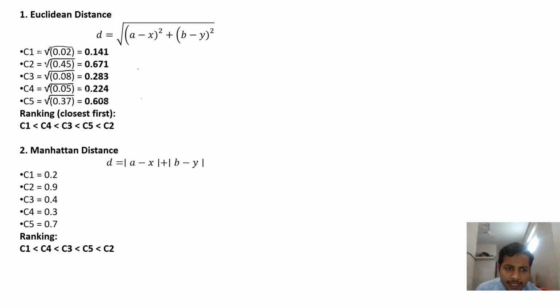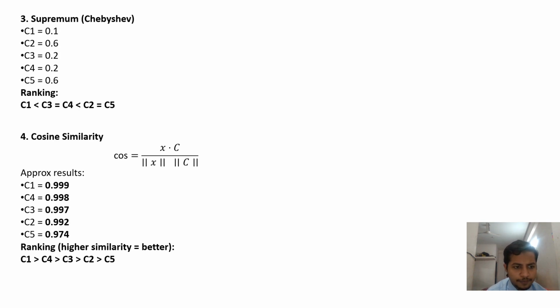Now, the second is Manhattan distance. We know the formula for Manhattan distance is d equals |a minus x| plus |b minus y|. So C1 equals 0.2, C2 equals 0.9, C3 equals 0.4, C4 equals 0.3, C5 equals 0.7. The ranking will be C1 < C4 < C3 < C5 < C2. Supremum (Chebyshev): C1 equals 0.1, C2 equals 0.6, C3 equals 0.2, C4 equals 0.2, C5 equals 0.6. So the ranking will be C1 < C3 = C4 < C2 = C5.